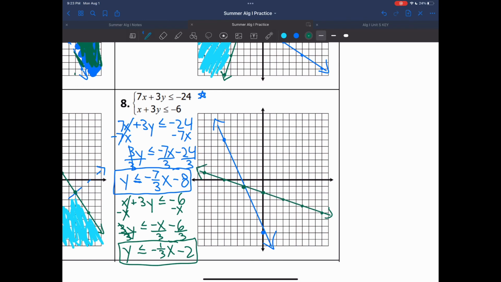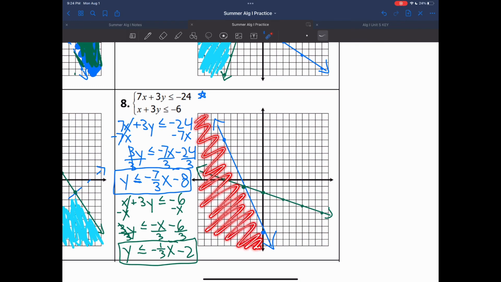All right, we just have our shading and then we're done. Let's take a look at the blue one first. It is a less than sign. So if I look at that blue line, less than would be everything underneath the line. That would be this direction; this would be above the line. So keep in mind, we are right now looking at all of this shaded area that's underneath the blue line.